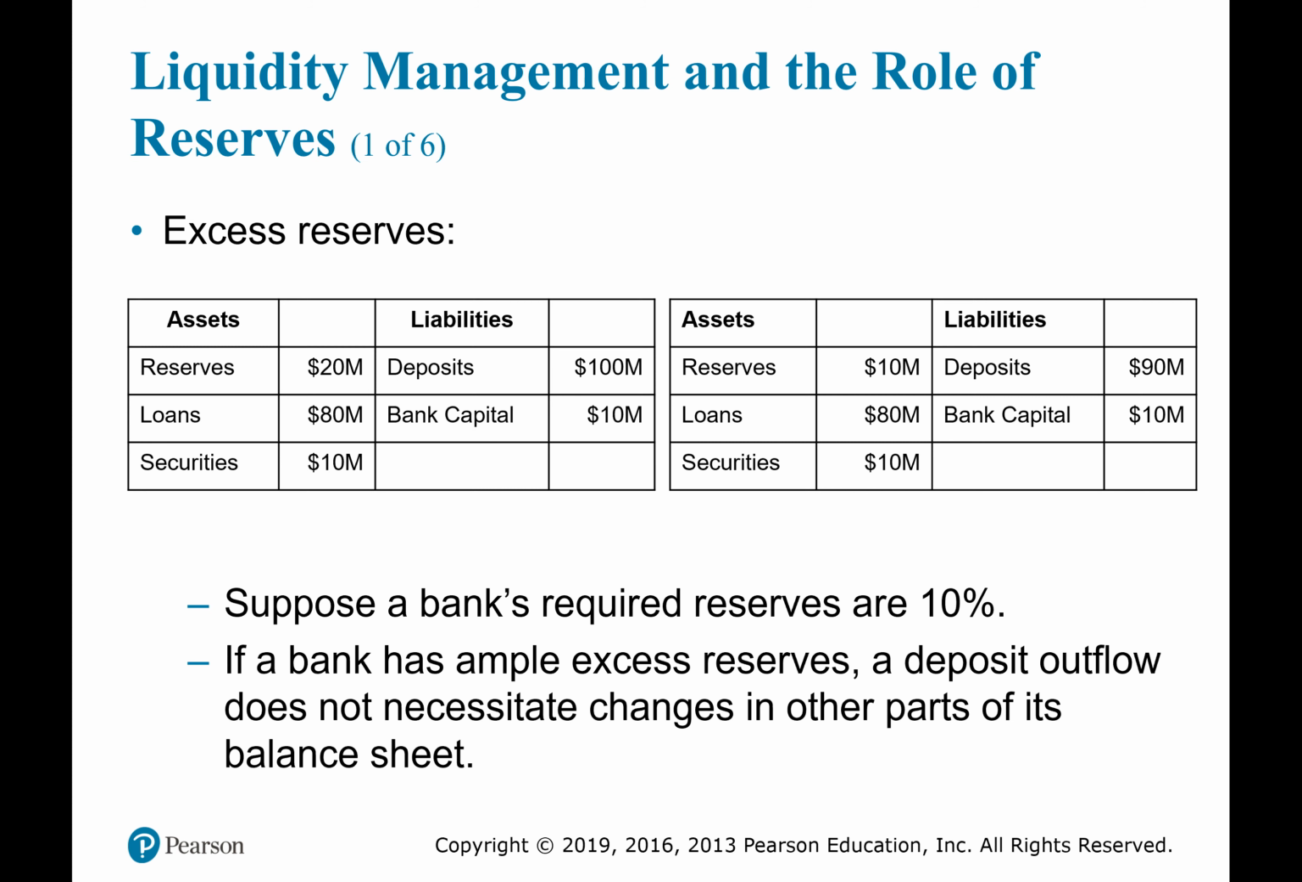So if a bank has ample excess reserves, and you could see that was the case on the left-hand side T, then when someone comes and takes out large amounts of money, all it's going to do is run down the excess reserves, and the bank will still be compliant with minimum reserve requirements.